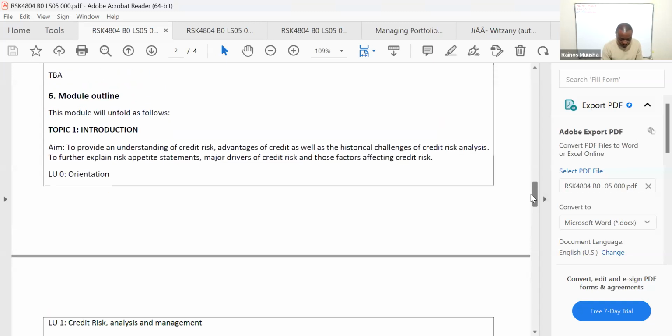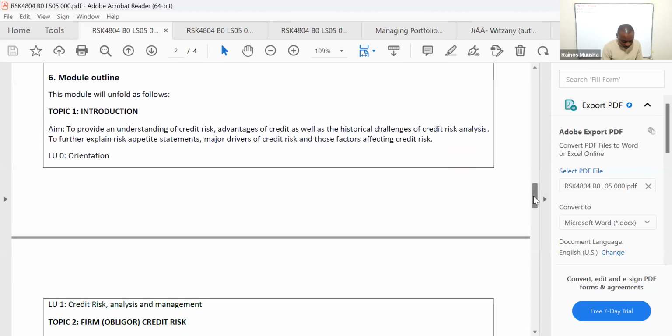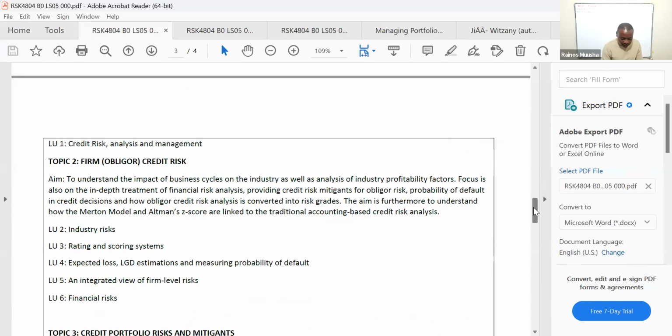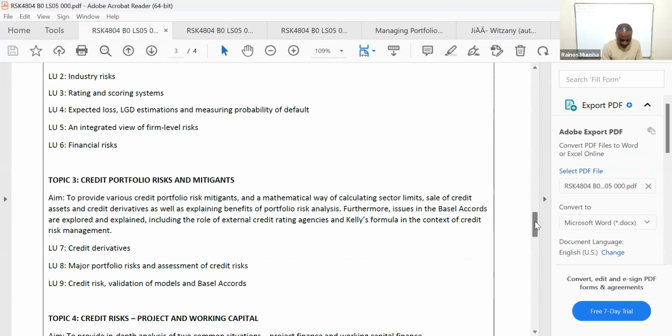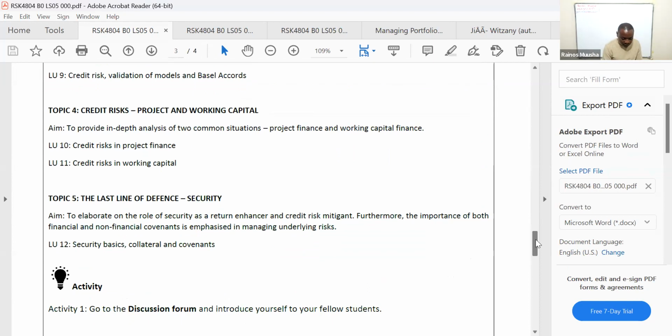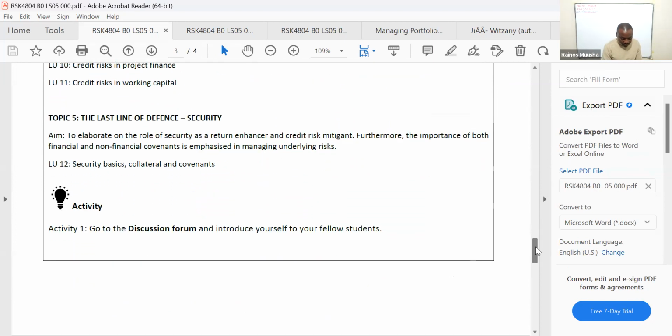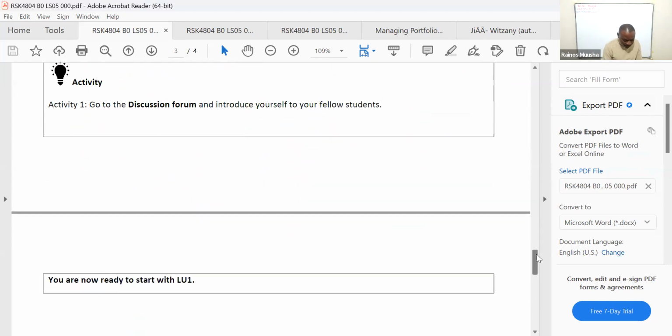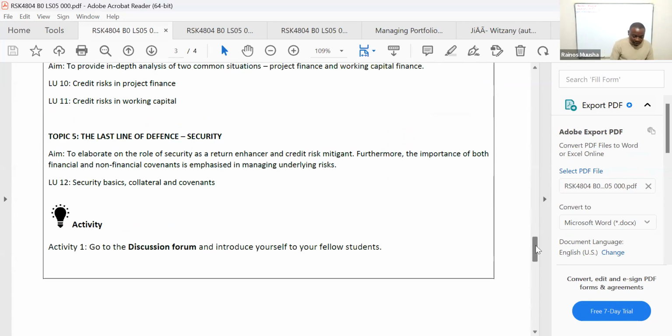different topics, where the first topic looks at introduction. Then the second topic looks at firm or obligor credit risk. Then the third topic looks at credit portfolio risk and mitigants. And the fourth looks at credit risk, project, and working capital. Then the fifth and last topic looks at the line of defense, which is basically looking at securities as well.